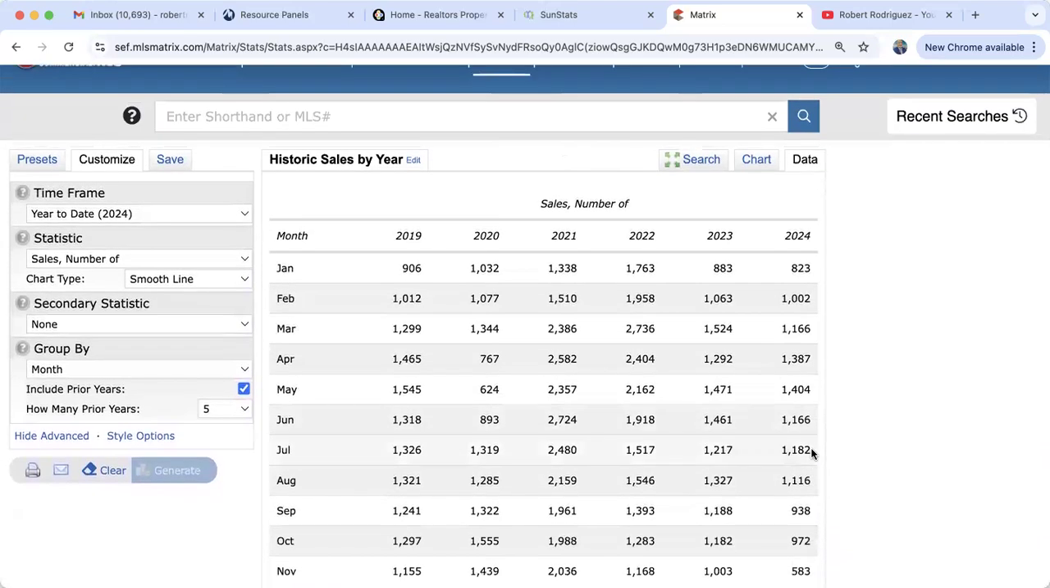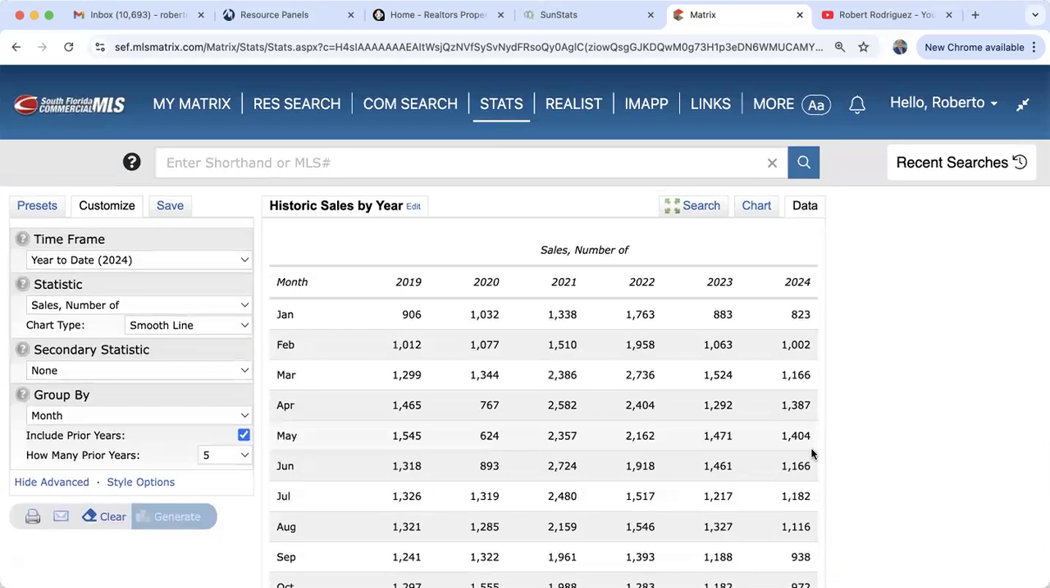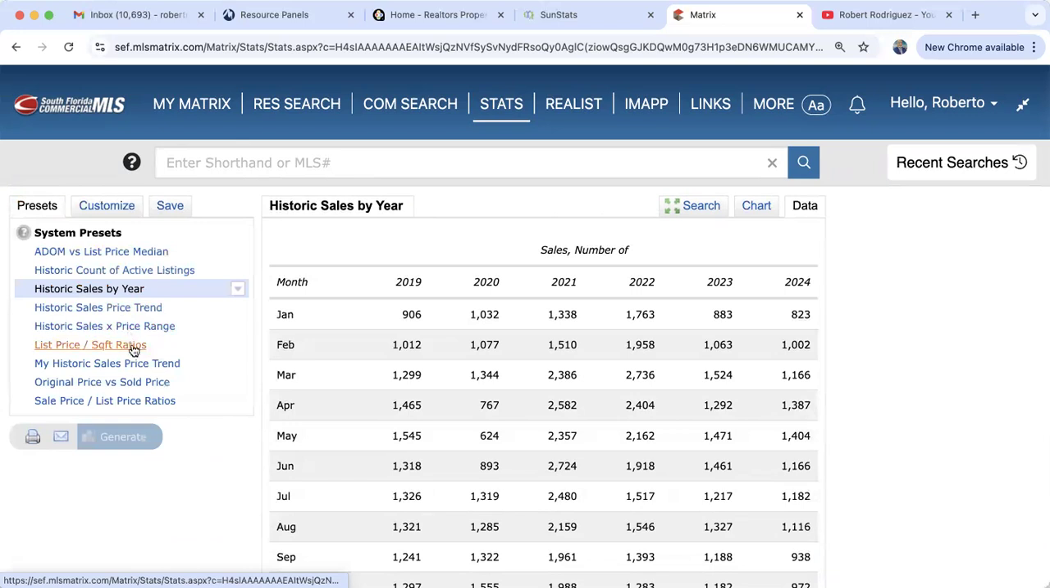Now, the very telling statistic, the one that everyone is always trying to figure out, is pricing. Let's go here to the left-hand corner, click on presets and click on historic sales price trend. Whenever you see a report on the news or you read an article, prices are up 2%, prices are up 3%. Where does the data come from? Well, obviously the data comes from public record or from the MLS. The source is usually going to be NAR or the Miami Association of Realtors.